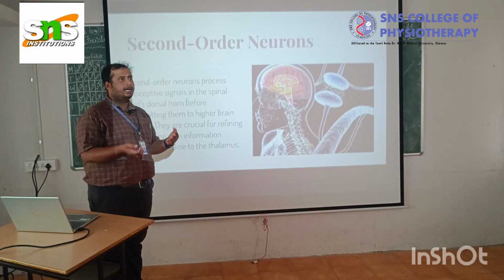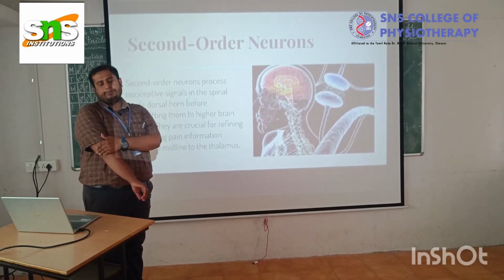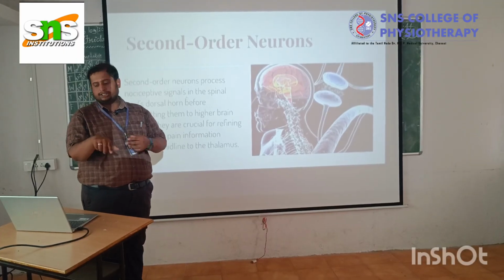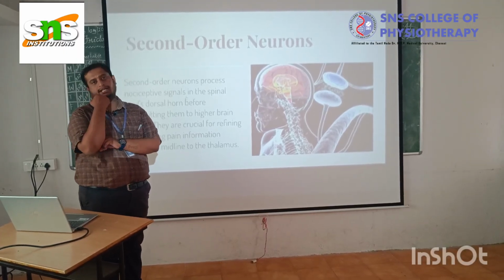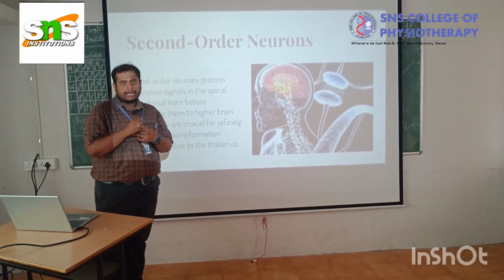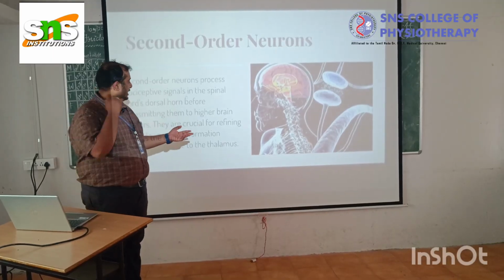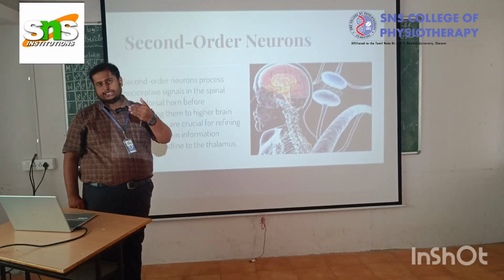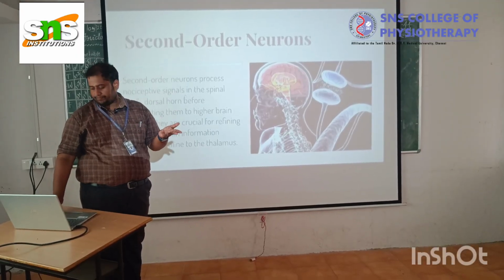If the pain is because of spasticity, or because of joint movement, then the brain commands the area not to move. That is called a protective mechanism. The second order neuron goes to the thalamus, which is just below the higher center.